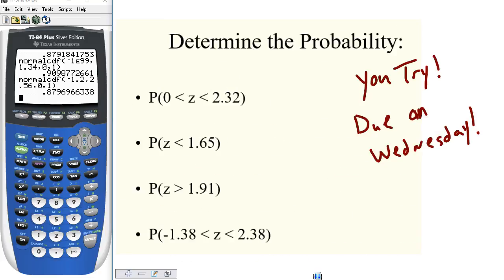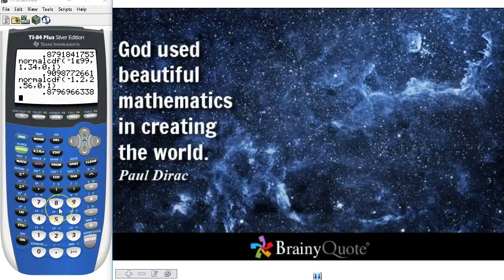Again, I have a few more problems for you to try. So if you will copy these down onto the same place in your notebook where you wrote down the other problems, try these 5 probability problems using either your calculator or your table and have them ready to turn in on Wednesday.